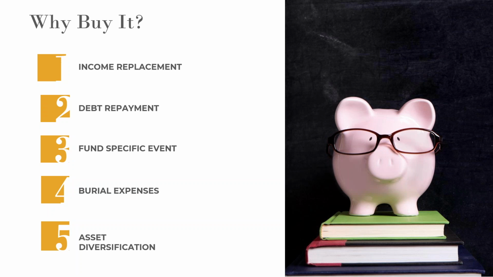So having income replacement, debt repayment, funding some specific event, having cash there for your grandkids to help pay their college expenses, whatever that may be, certainly burial expenses. And as we talked about a moment ago, generating cash value for retirement, asset diversification is really key as well. In many instances, that cash value can be viewed as a bond replacement or supplement. So those are really things that are appropriate and interesting to contemplate.